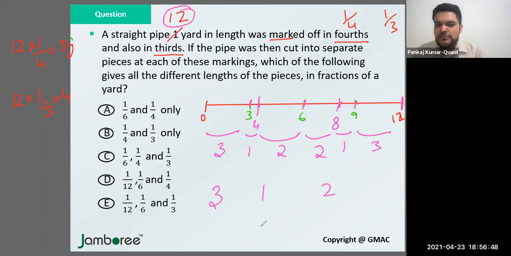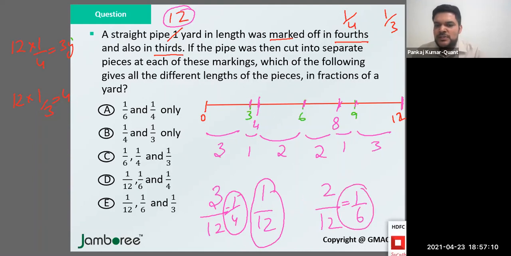These are the lengths out of 12 yards, which means out of 1 yard, it is going to be 3 by 12, 1 by 12, and 1 by 6. So 3 by 12 is equivalent to 1 by 4. And 2 by 12 is equivalent to 1 by 6. So I can see 1 by 4 is one length, 1 by 12 is one length, and 1 by 6 is one length. These are the different lengths I'm getting.